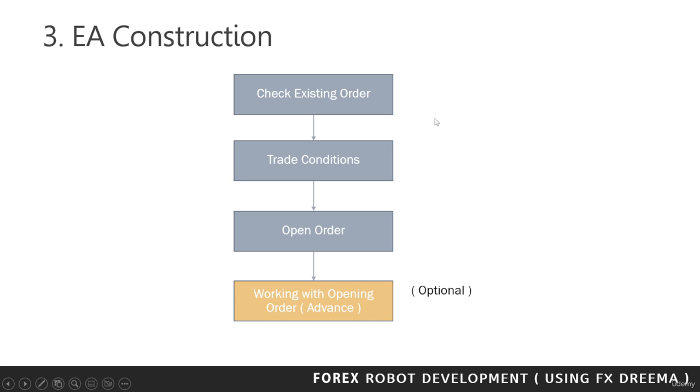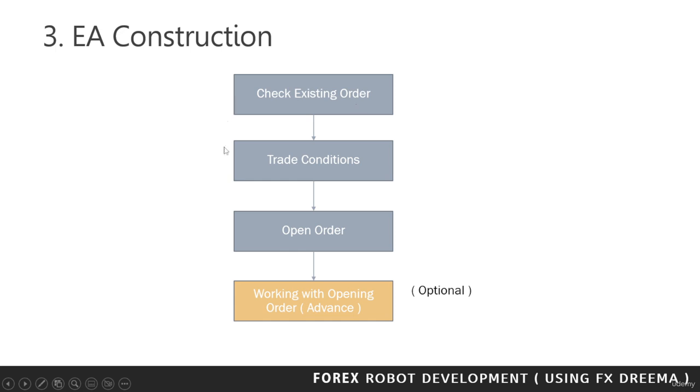The first step is to check the existing trades. It depends on whether we want to open an order when there are no old orders pending, or set a maximum order to count the number of open orders. If not exceeding the limit, we can open new orders, depending on your design.